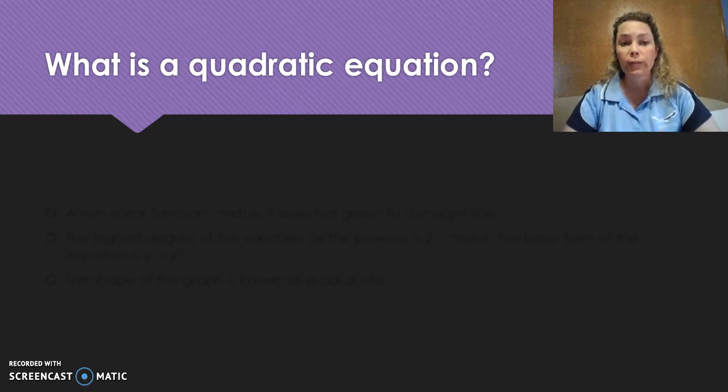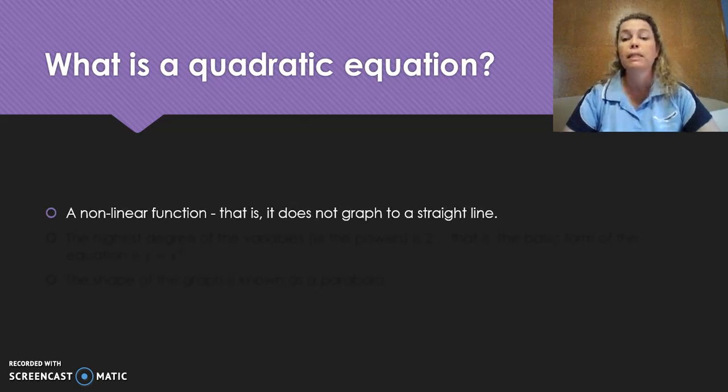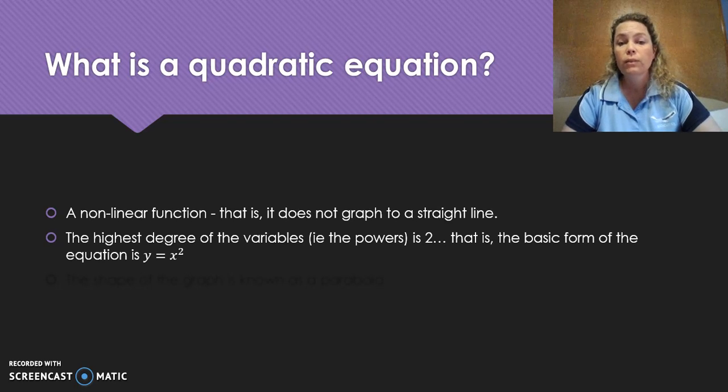Okay, so let's just quickly recap what a quadratic equation or quadratic function is. It's nonlinear. That means it doesn't graph to a straight line. The highest degree of the variables in the equation is 2. So the basic form of the equation is y equals x squared. As soon as you see an equation where the highest of any of the powers is a squared, you know that you are dealing with some form of quadratic and you can handle it as such.